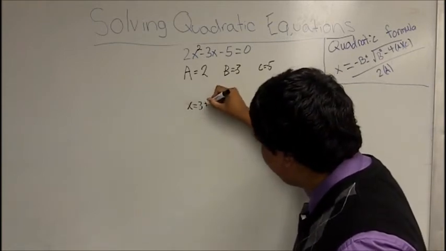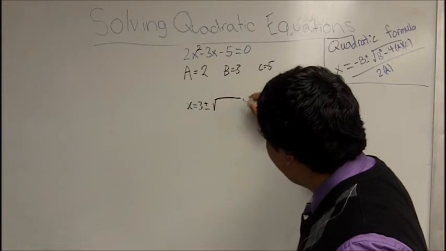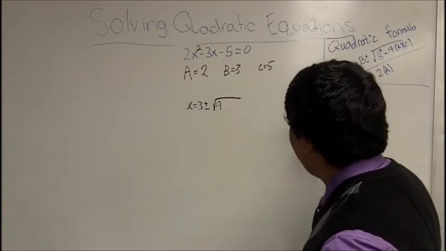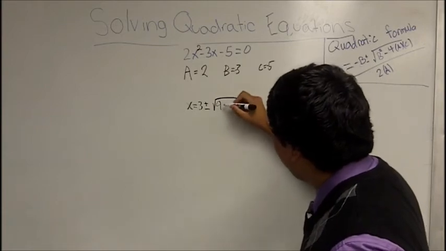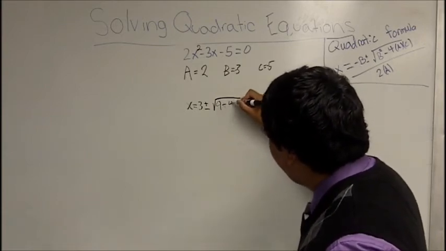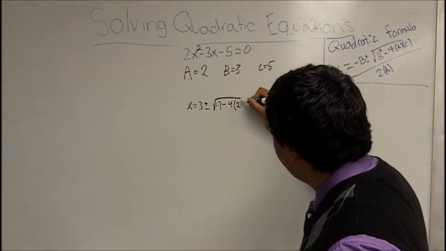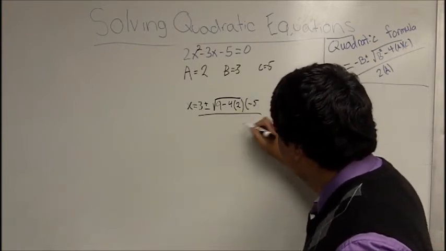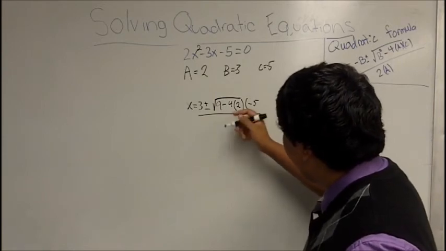positive 3 plus or minus the square root of 9. Since we can already square, we already know that negative 3 squared is 9. Minus 4 times 2 times negative 5, all over 2a, or 4.